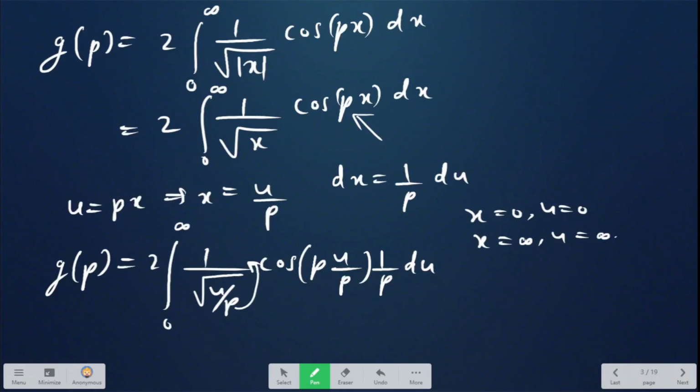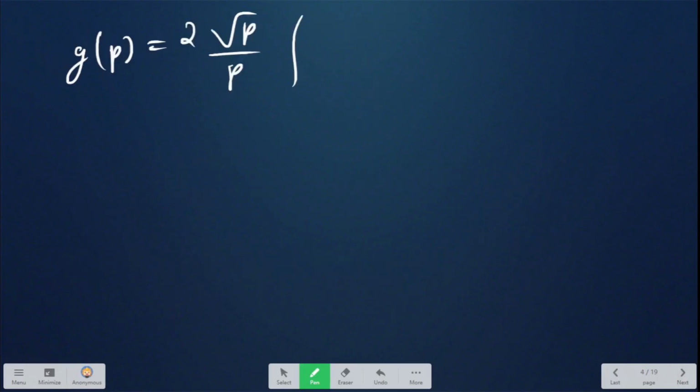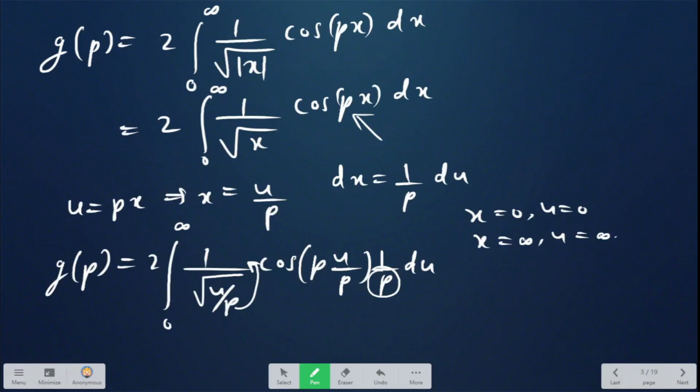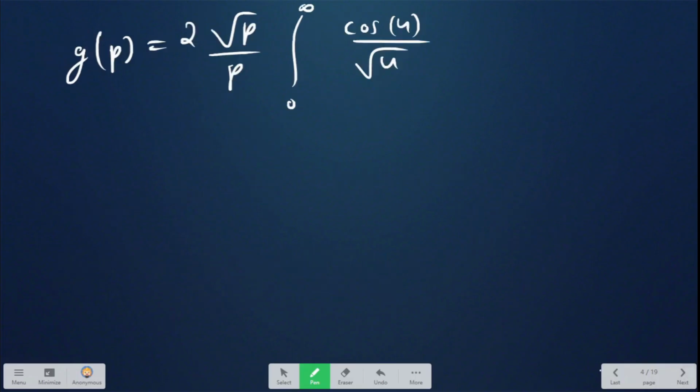This p, we are also taking this p outside, integral 0 to infinity cos u divided by root u. This p and this p get cancelled, and inside the cos there will only be u. So we have this thing du.